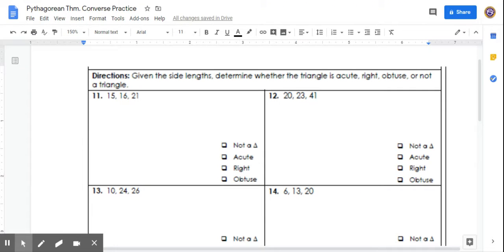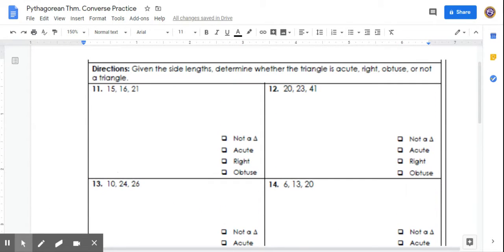Right, let's go over your practice from yesterday. So Pythagorean converse, you had, I think it was 6 questions on that. So first thing, we need to determine whether or not it's a triangle.